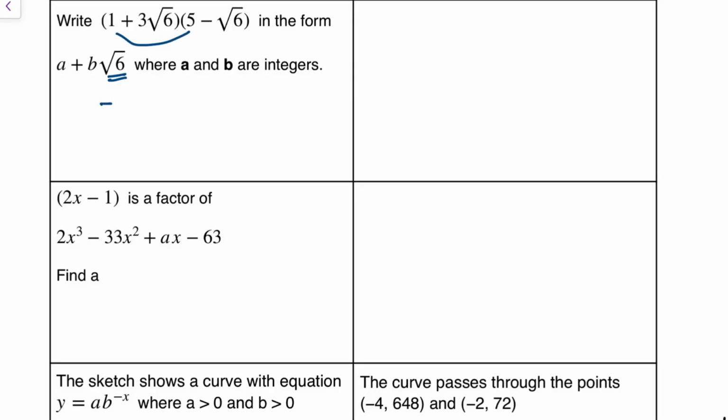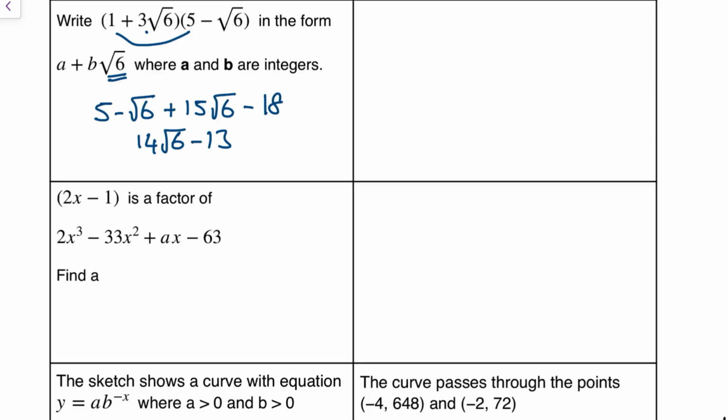So 1 times 5 is going to give me 5. 1 times minus root 6 is minus root 6. 3 root 6 times 5, so multiply the numbers, is going to be 15 root 6. And 3 root 6 times root 6 negative, or root 6 times root 6 is 6, times by 3 is going to give me minus 18. Let's collect all this up. So I've got 15 root 6 minus one of them, gives me 14 root 6. And I've got minus 18 plus 5, which is going to give me minus 13.